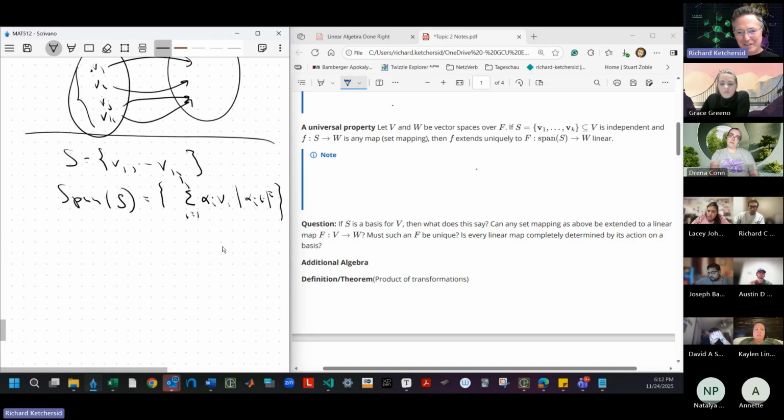This is just a critical notion. We talked a lot about independence last time, right? So a set is a basis if the span of that set is everything and it's linearly independent. Span is just a set of linear combinations.